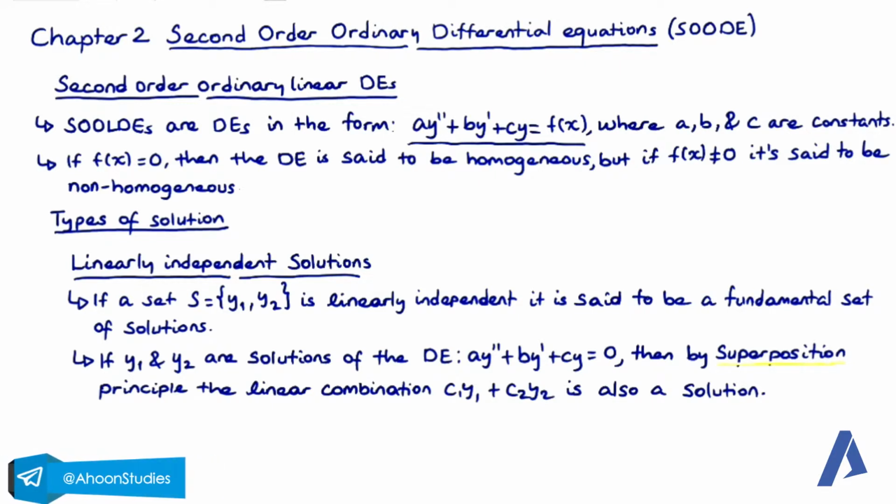ስለዚህ if we have two solutions y1 and y2, and if they are solutions of the general differential equation ay double prime plus by prime plus cy is equal to 0, then using the superposition principle the linear combination is also a solution. ስለዚህ በዚህ መሰረት general solution ማግኘት እንችላለን ማለት ነው.